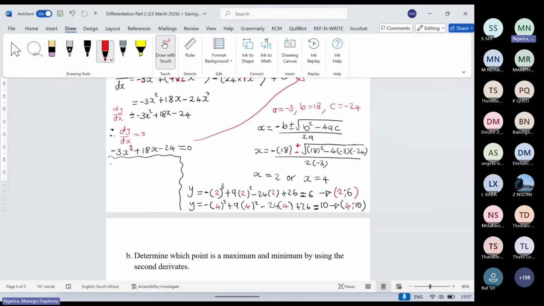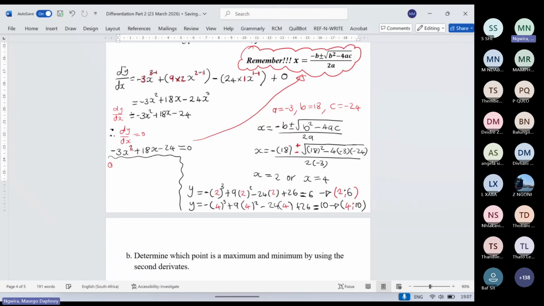So first, you find the first derivative, then equate it to 0. Step number 2, solve for x. And then step number 3, substitute x into f of x, not f prime x, f of x. There's a difference between f of x and f prime x.